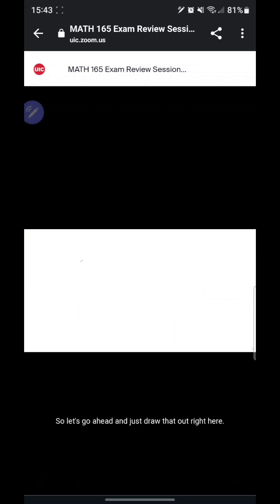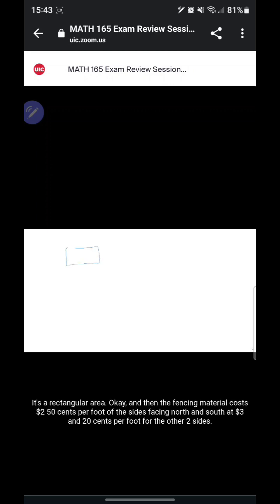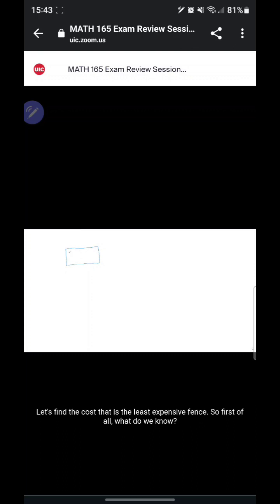Okay, so a fence must be built to enclose a rectangular area of 20,000 square feet. Let's go ahead and just draw that out right here. It's a rectangular area. Okay. And then the fencing material costs $2.50 per foot for the sides facing north and south, and $3.20 per foot for the other two sides. Let's find the cost of the least expensive fence.